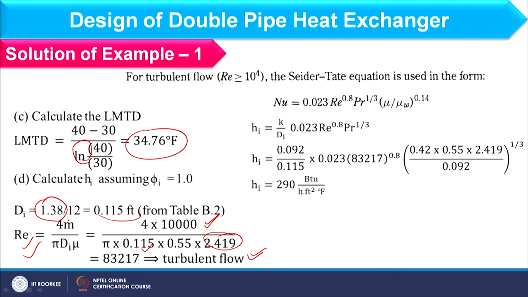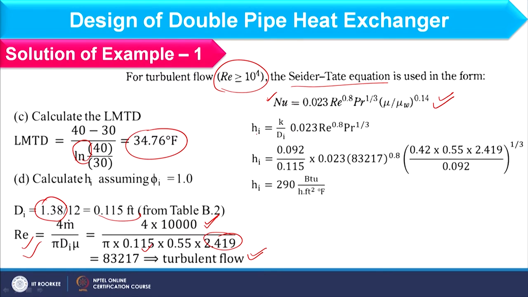Now, for the turbulent flow zone, when I have a Reynolds number greater than 10 power 4, we can simply use the Sieder-Tate equation, and this equation you can refer to, and if I elaborate the Nusselt number, that would be hi DI by k.